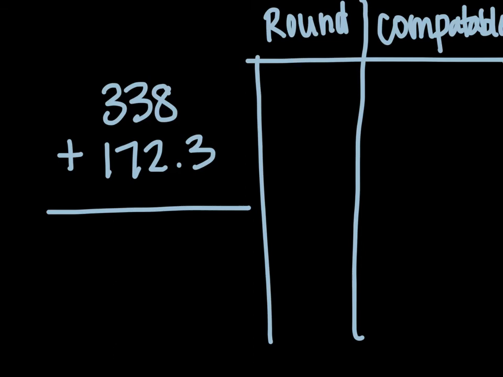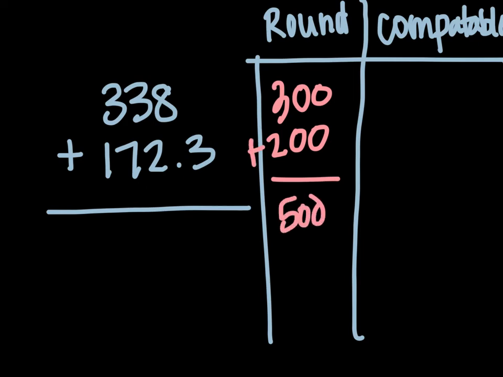Okay, so with this problem here, we're going to use both examples again, and we're going to round. We're also going to use compatible numbers, and we're going to kind of do the same thing we just did to see which one makes more sense in this situation. So again, we're going to estimate the answer. So let's round first to the nearest hundreds, which would take 338 to 300, and it would take 172.3 to 200, which would give me a total of 500, right?